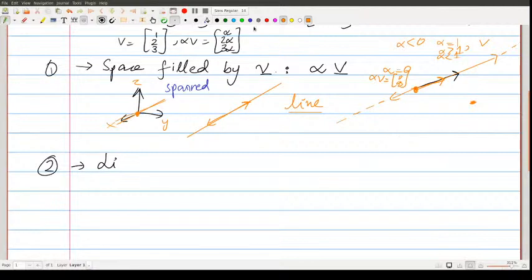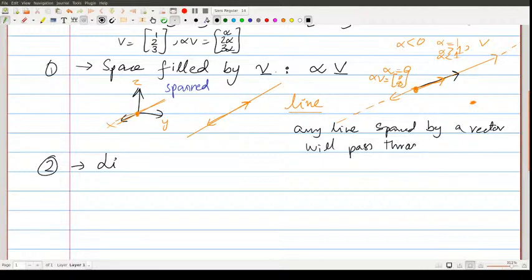So in other words, to answer your question, any line spanned by a vector will pass through the origin, because you can always set alpha equals zero, right? That's an important thing.